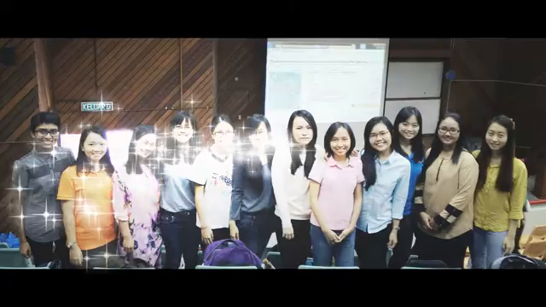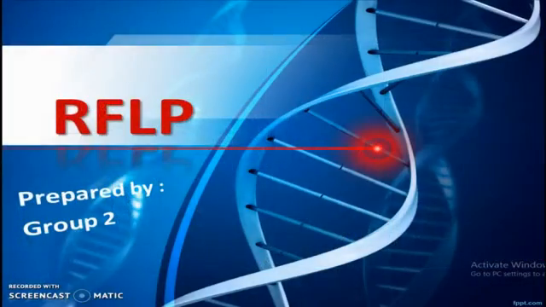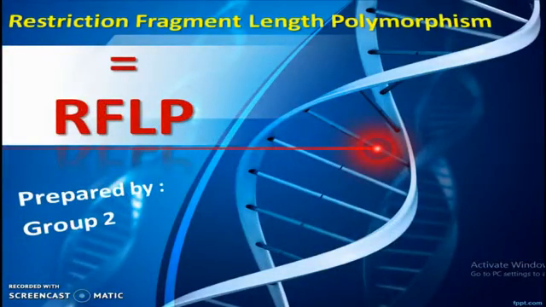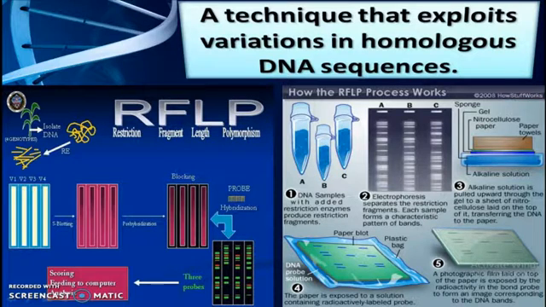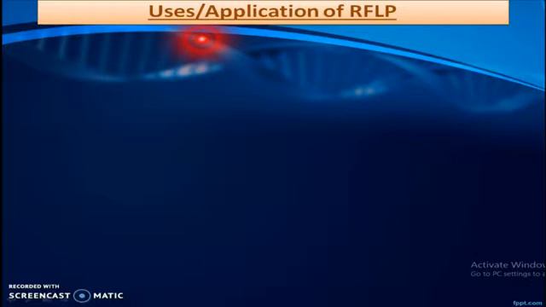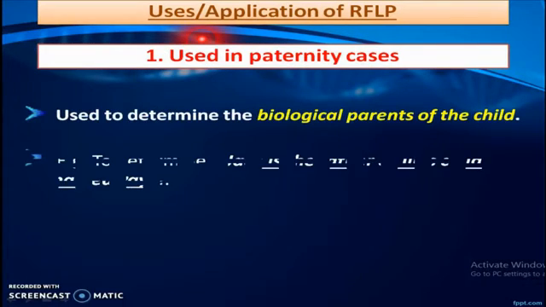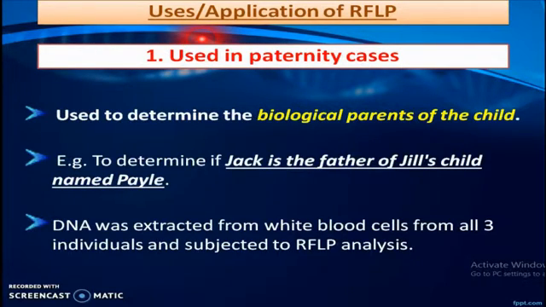Hello everyone, in this presentation we will be discussing restriction fragment length polymorphism, RFLP. RFLP is a technique that exploits variations in homologous DNA sequences. There are several applications of RFLP. First, it can be used in paternity cases to determine the biological parents of the child.